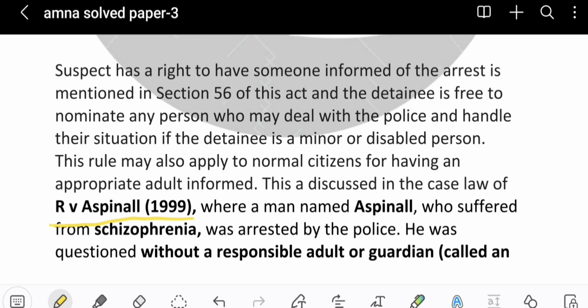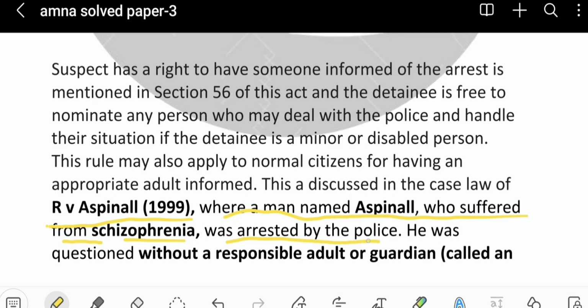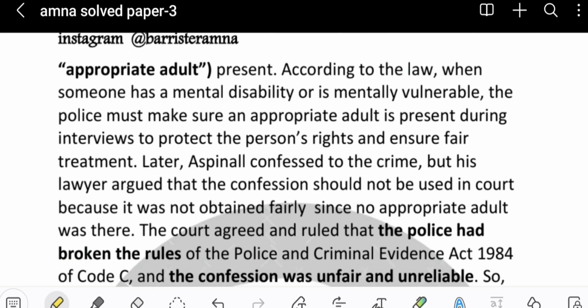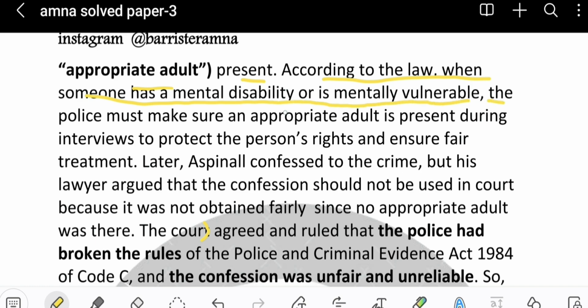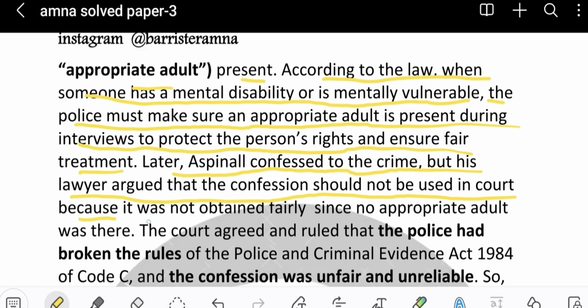In this R v Espinal 1999, a man named Espinal who suffered from schizophrenia was arrested by the police. He was questioned without a reasonable adult or guardian, called an appropriate adult, present. According to the law, when someone has a mental disability or is mentally vulnerable, the police must make sure an appropriate adult is present during the interview to protect the person's rights and ensure fair treatment. Later, Espinal confessed to the crime, but his lawyer argued that the confession should not be used in court because it was not obtained fairly since no appropriate adult was there.